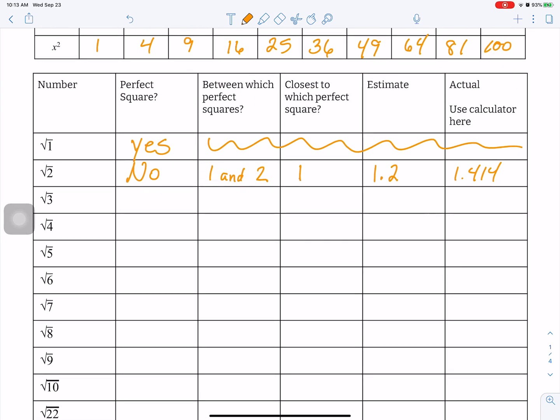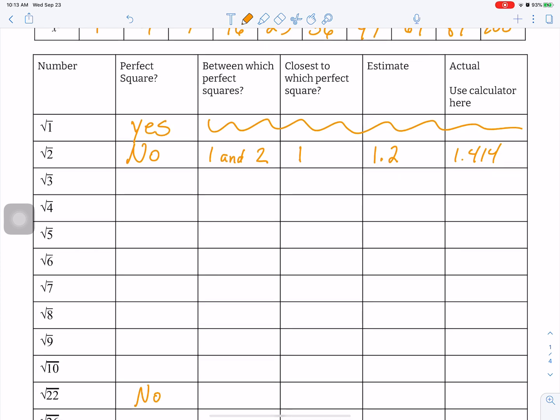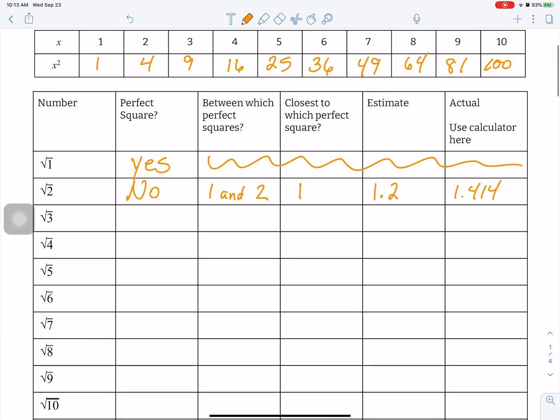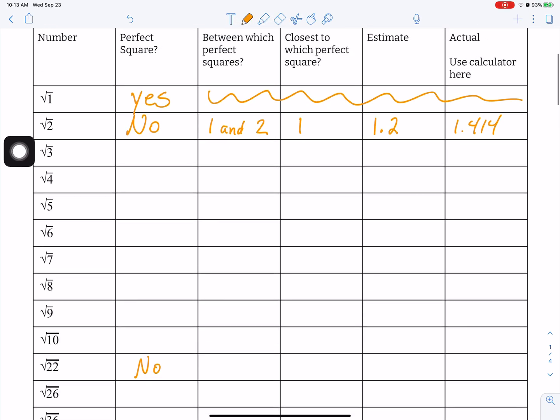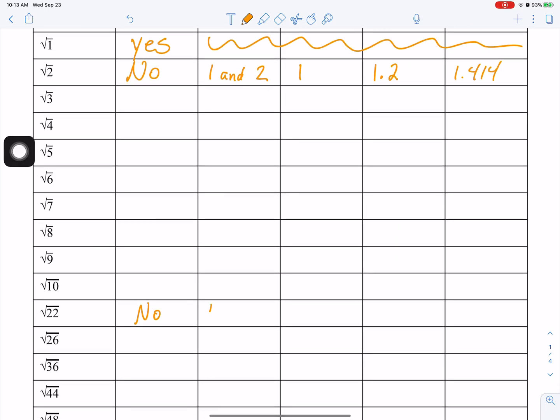So let's do the square root of 22. It's not a perfect square, so I'm going to say no. I know it's not a perfect square because that number is not listed on my chart. But 22, I can tell, is between 16 and 25. So that means the square root of 22 has to be somewhere between 4 and 5. So when it's asking me between which two perfect squares, it's going to be between 4 and 5.